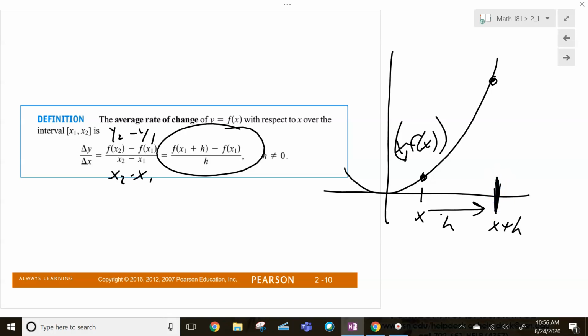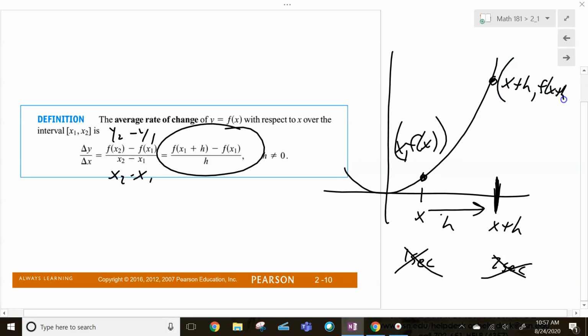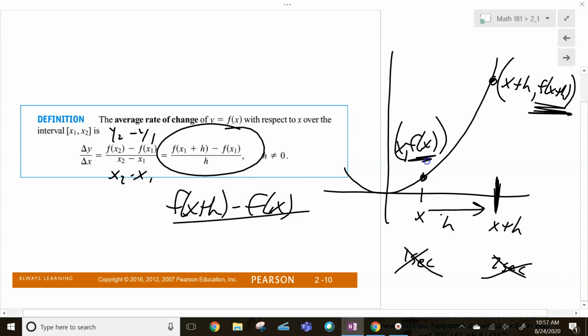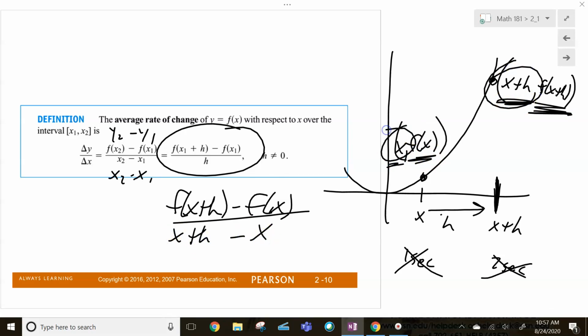Initially, we went from the 1 second, and we went a distance of 1 second more. h was 1 second. We went to 2 seconds. This is just notating whatever h we pick. So this is the point x plus h, comma, f of x plus h. So this is just saying y2 minus y1, f of x plus h minus f of x, over x plus h minus x. Notice that the x's cancel, right?